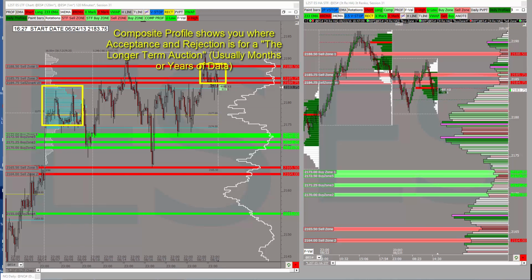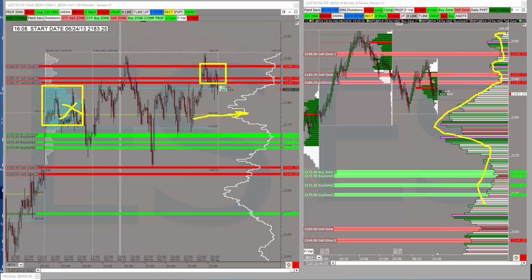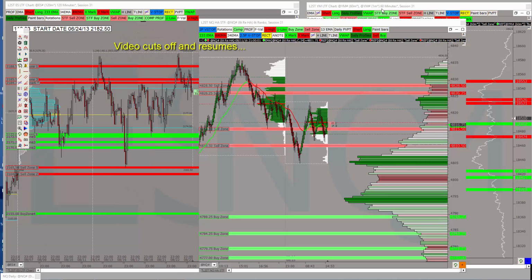But you look at the composite profile, that goes back even further, which actually goes back to the 24th of June 2013. Probably don't need it to go back that far, but I haven't changed it. But now that shows me where acceptance and rejection is for the longer term. So now what you're doing is really putting this value here into the context of the composite profile on the right. So as I was saying earlier, just use this all within context.